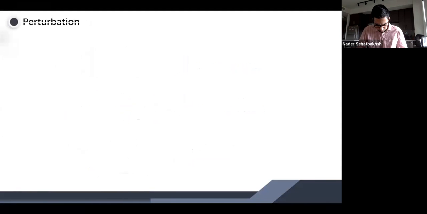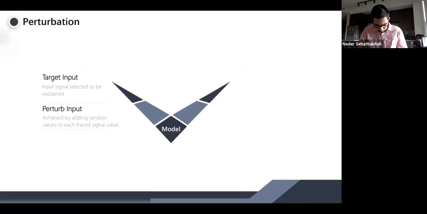So the next step is perturbation. What we do is target some input that we want to explain. We perturb it and feed it into the model. By the forward pass, we will have some perturbed output. So what do we do with the perturbed input-output pairs? That is the regression and interpolation.